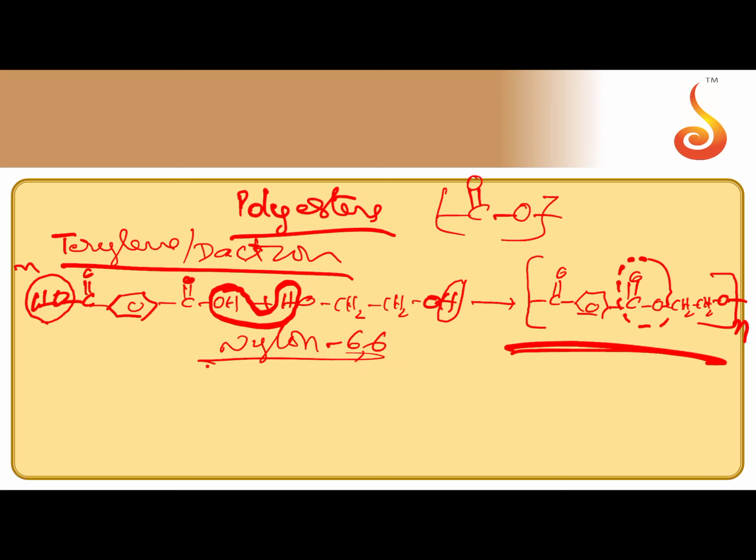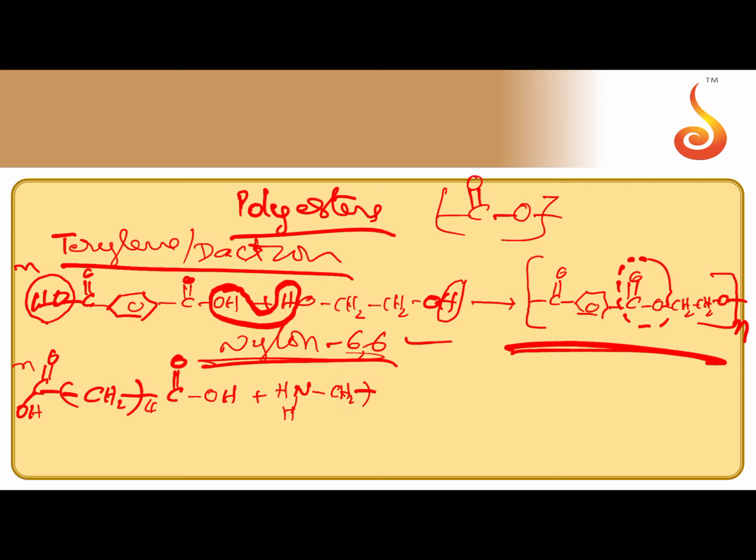Polyamide, example nylon 6,6. There are two monomers, each one having 6 carbons. That's why the polymer is called nylon 6,6. Hexamethylene diamine and adipic acid. Adipic acid: CH2 taken 4 times, COOH on both ends. Hexane-1,6-dioic acid is adipic acid. N number plus hexamethylene diamine, with 6 CH2 units. This is hexamethylene diamine.